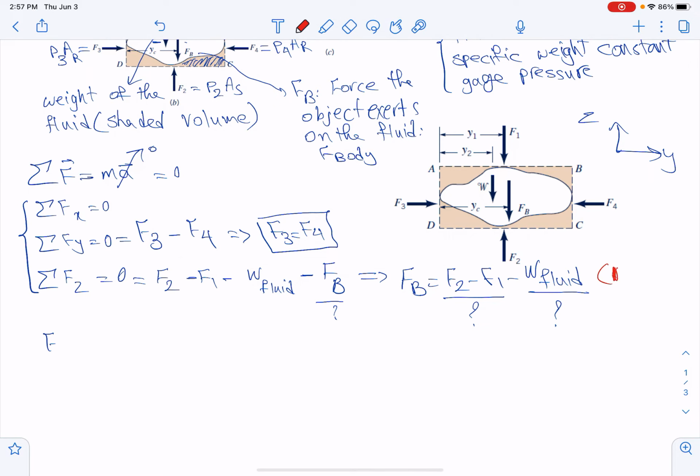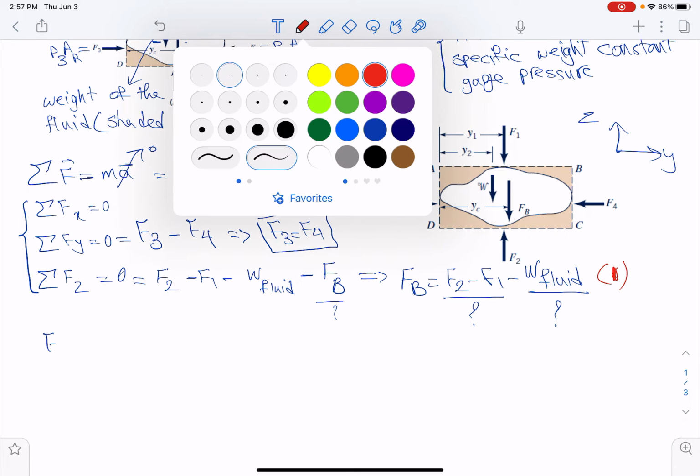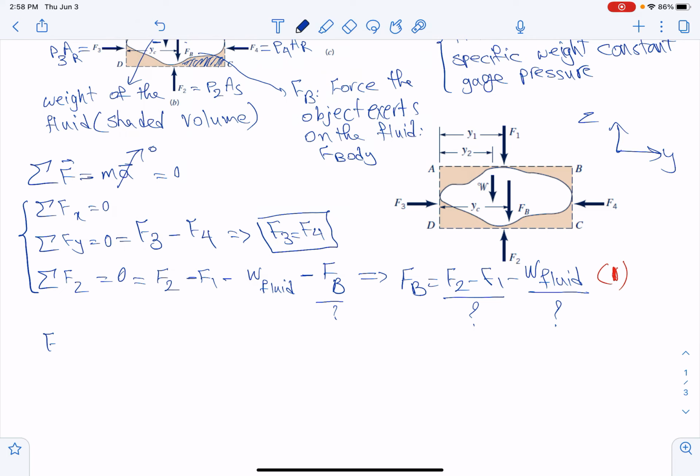So this is equation number 1. You can also do that when you're taking your exam and doing your homework. It makes the life of the grader easier. So FB is equal to F2 minus F1.